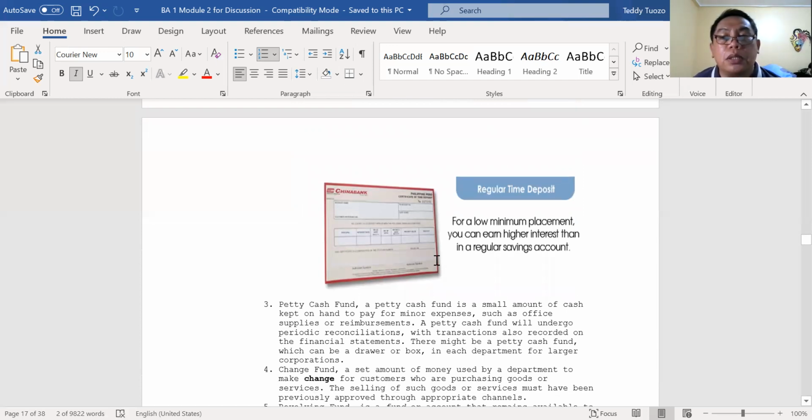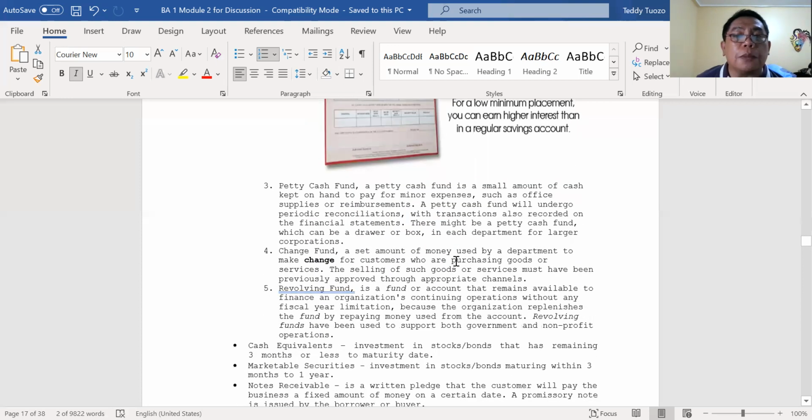So regular time deposit. I have just shown to you an example of a certificate of deposit. Again, it depends, this is not really applicable. The certificate of deposit is not the same all throughout banks, of course. So what I have just drawn from the internet is just that of a China Bank certificate of deposit. So petty cash fund, the petty cash fund is a small amount of cash kept on hand to pay for minor expenses.